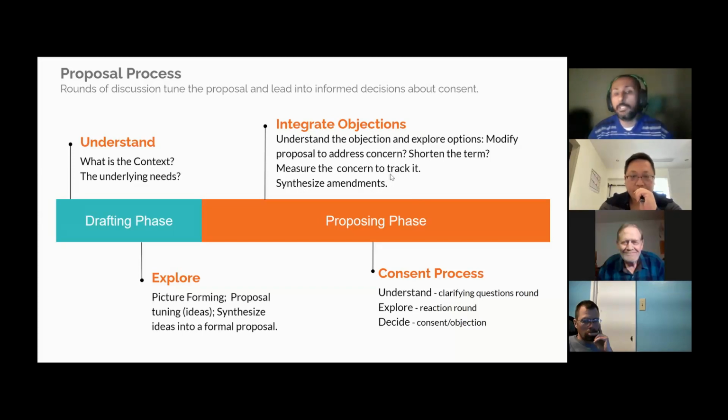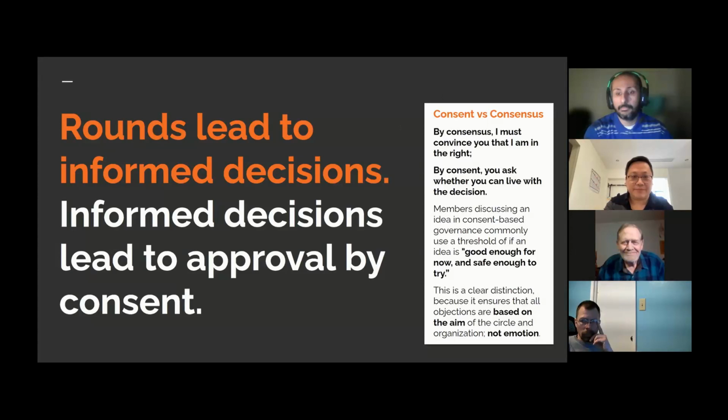Rounds lead to informed decisions. Informed decisions lead to approval by consent. Versus consensus: by consensus, I must convince you that I am in the right. By consent, you ask whether you can live with the decision.